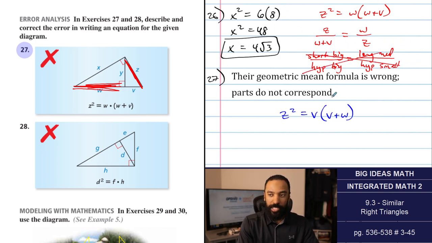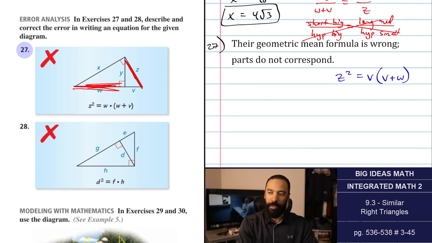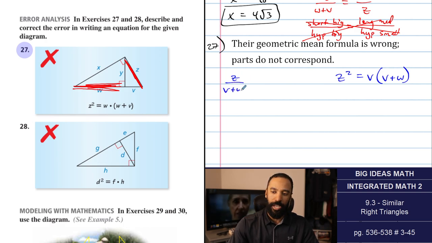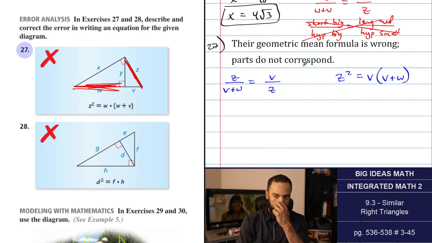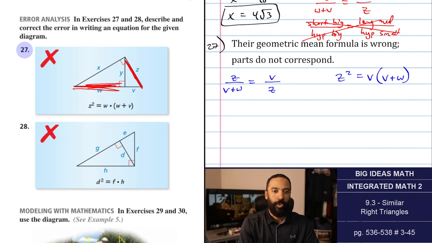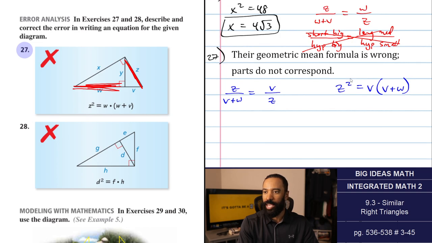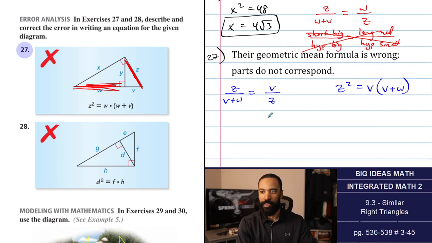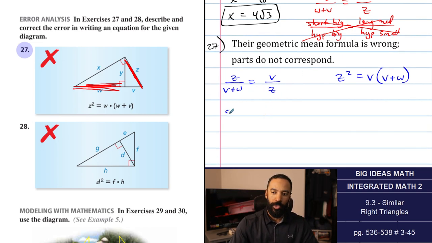Now, what did we set up with this formula? If I divide both sides by z and by v plus w, I'll get z over v plus w equals v over z. Now, what did we represent? Z can represent, like I said, the short of the big. V plus w can be the hypotenuse of the big. So we can do short of big over hypotenuse of big. Generally, I try to go to a different triangle with it.